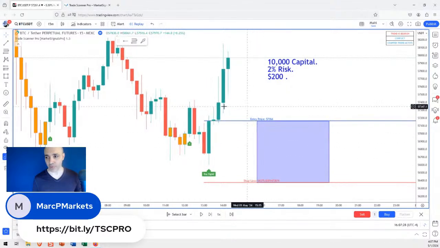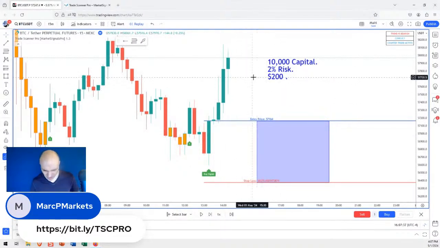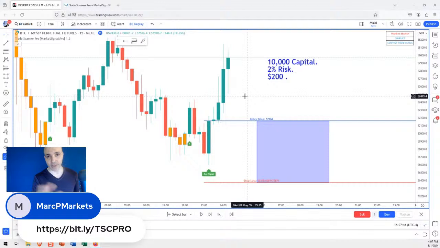So how much do I lose? I bought one Bitcoin on my $10,000 account. I'm only willing to risk $200. Van says, I don't know. So when you buy one Bitcoin, each point is essentially $1. I guess it depends on the size of the contract, but I believe for these futures contracts, it's $1 per point, which means if it goes 785 points against me, I lose $785.